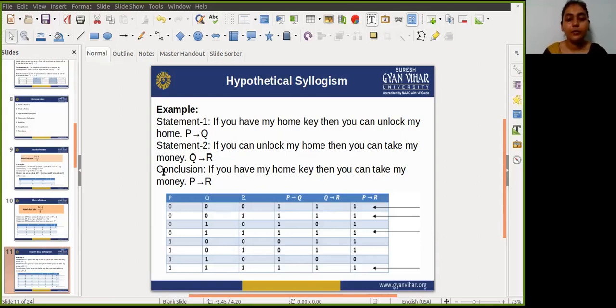So by using a truth table, I am proving this. So guys, I am taking here three propositions P, Q, and R. So first of all, we firstly calculate.